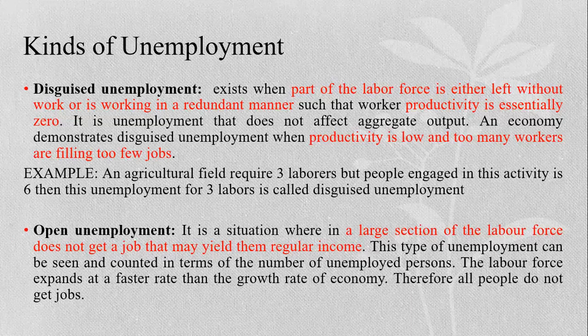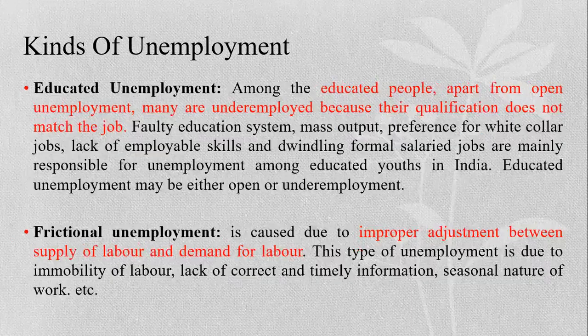Next is open unemployment. It is a situation where a large section of the labor force does not get a job that may yield them regular income. So regular income they will not get from the existing job. This type of unemployment can be seen in countries and counted in terms of the number of unemployed persons. So how many unemployed are there who are not getting regular income? That will come under open unemployment. The labor force expands at a faster rate than the growth rate of the economy. Therefore, all people do not get jobs.